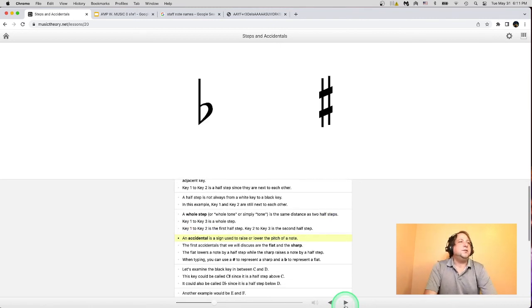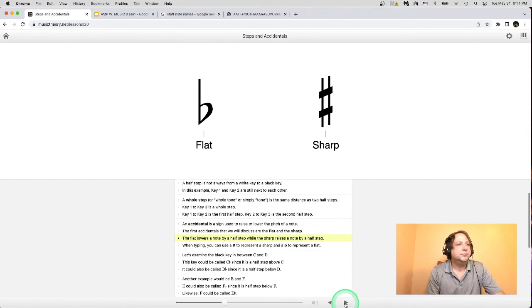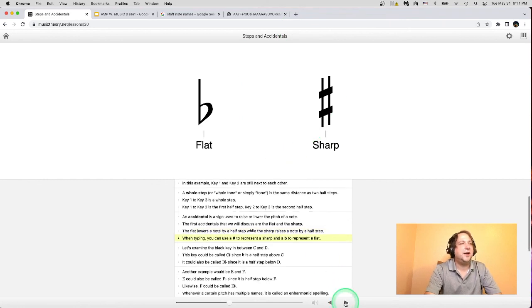Now, what are these? Flats and sharps. They're also called accidentals. This note, the flat, takes whatever the note is and lowers it by a half step. This note, this accidental, called a sharp, takes whatever note it's on and raises it a half step.